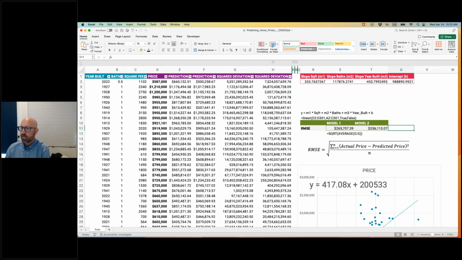Nearby amenities, absolutely. What time of the year, number of bedrooms. Yeah, those are exactly right.